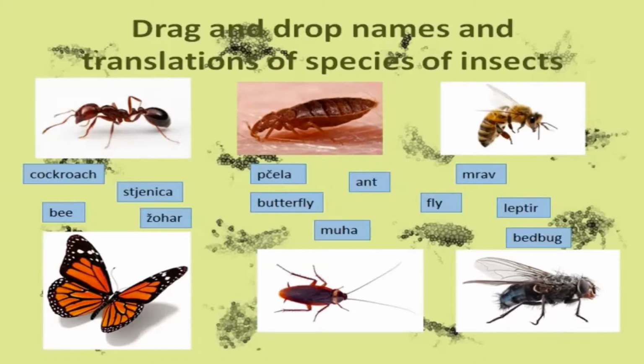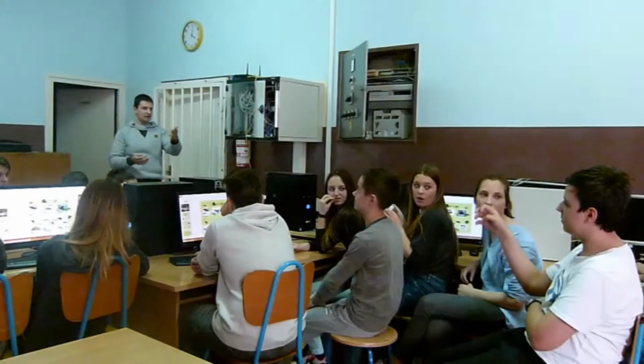We then instructed the students to open PowerPoint presentations that had already been copied to their computers. Their task was to match the English names of the species of insects and their Croatian translations to the images of insects using internet dictionaries. We checked the exercise in a way that the volunteers came to the teacher's computer and matched the images of insects to their names.